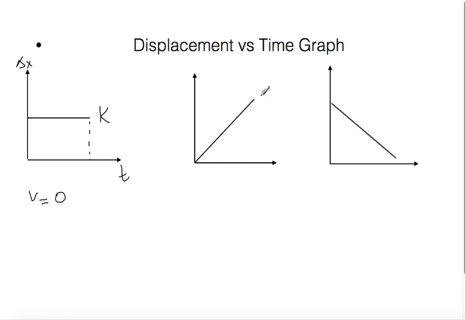Let us look at another object, let us call it L, and the graph is displacement versus time. With time, displacement is constantly increasing, so here there is velocity because the object is moving. At the beginning the object is constant, then it moves 1 meter, 2 meter, 3 meter, and 4 meter, let's say.